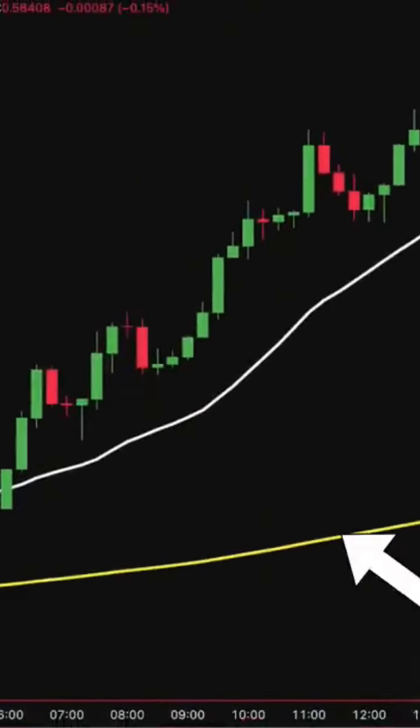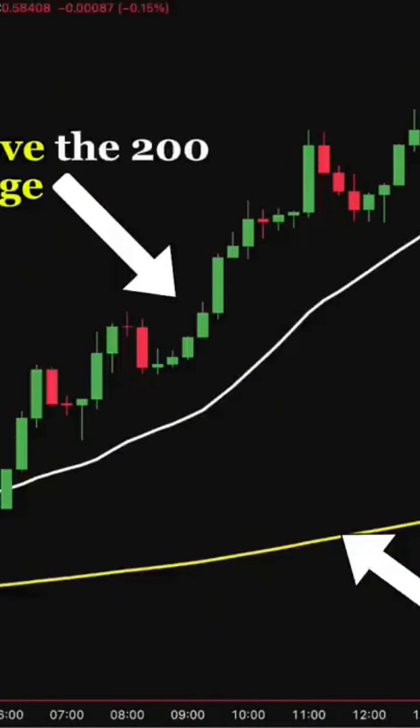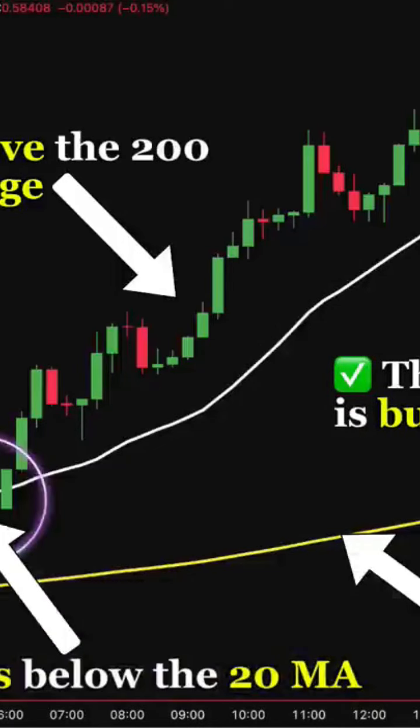If we now bring the 200-period moving average back into view and see that price has consistently stayed above it, that suggests the long-term trend is still bullish. So even if price dips below the 20-period moving average briefly, those short-term sell signals may not be worth taking. You'd be going against the long-term trend, which is risky.